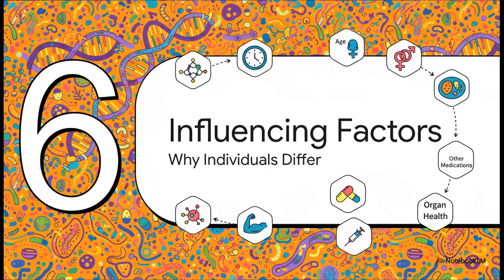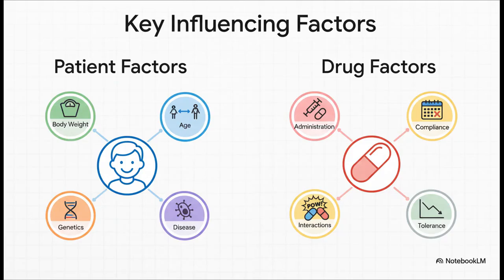And that brings us to our final section. This is where the textbook hits the real world. We've gone over all these beautiful, clean principles, but in reality, things get complicated. The way any one person responds to a drug is affected by a ton of different variables. We can sort these factors into two buckets. First, there are patient factors, things like body weight, age, and any other diseases a person might have. But the huge one here is genetics.